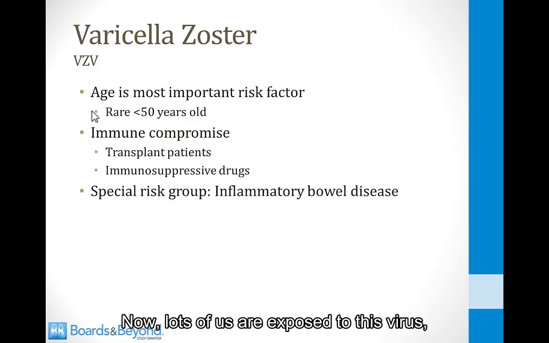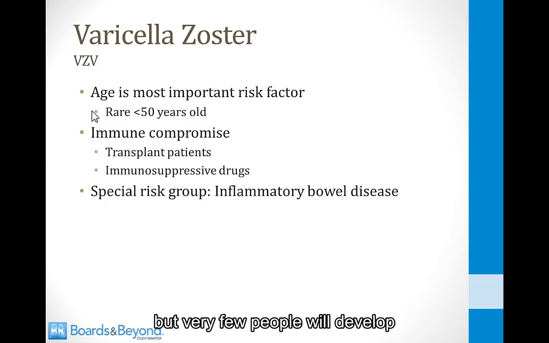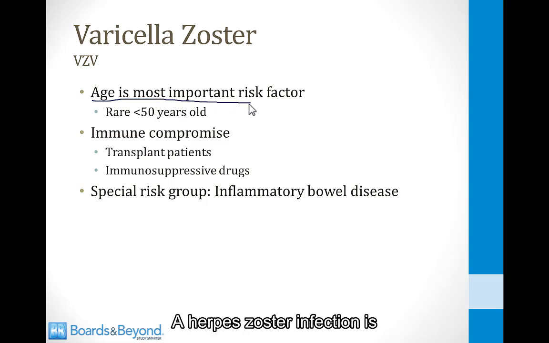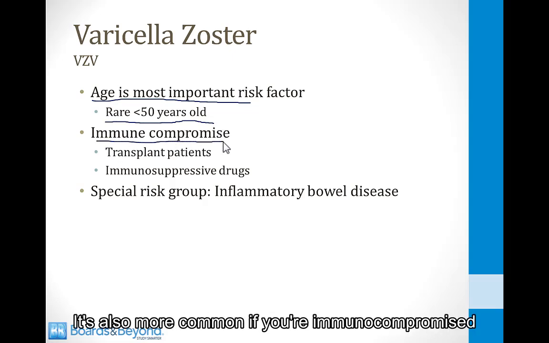Now, lots of us are exposed to this virus, but very few people will develop a herpes zoster reactivation infection. So what are some of the risk factors? Well, age is the most important risk factor. A herpes zoster infection is largely a disease of the elderly. It's very uncommon before age 50, and it's much more common with each decade of life beyond 50 years of age. It's also more common if you're immunocompromised for any reason.